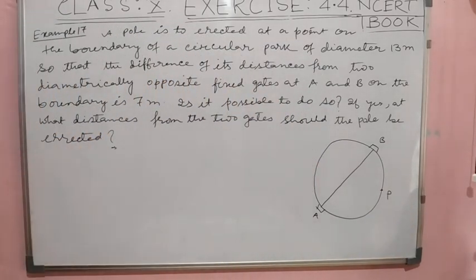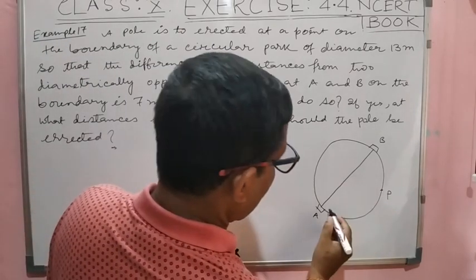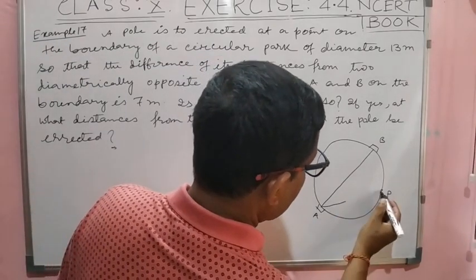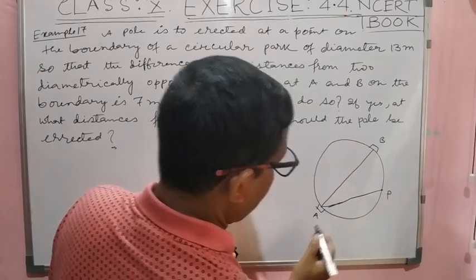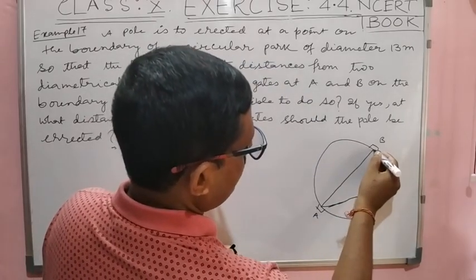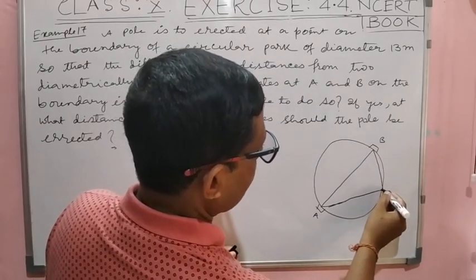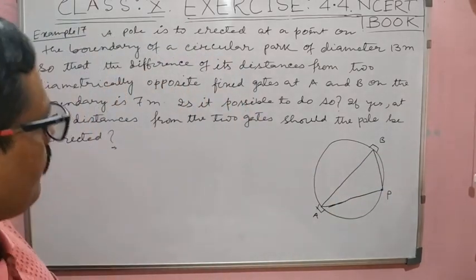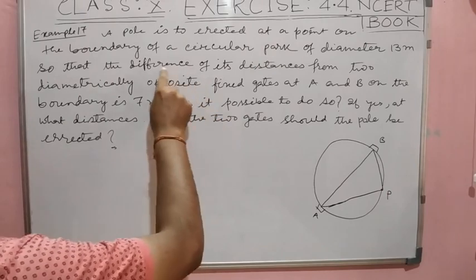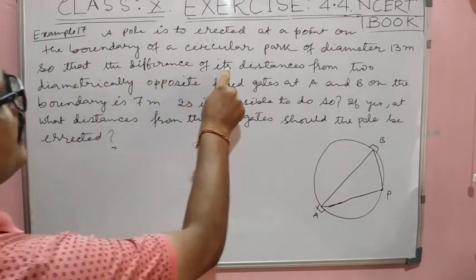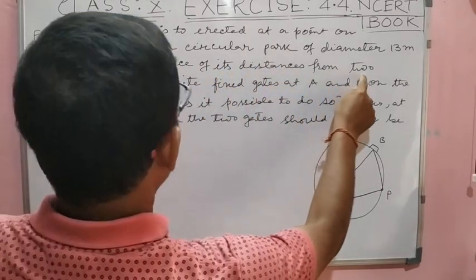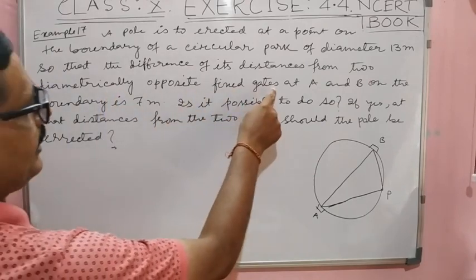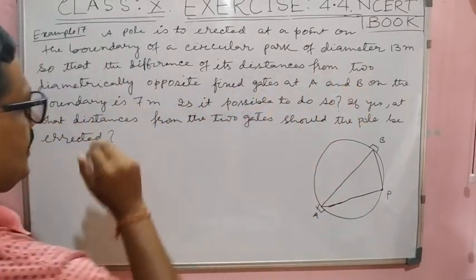Now it is given the distance of this pole from this gate A is AP, and the distance of this pole P from the gate B is BP. According to the question, it is given that the difference of its distances from two diametrically opposite gates A and B is 7 meter.